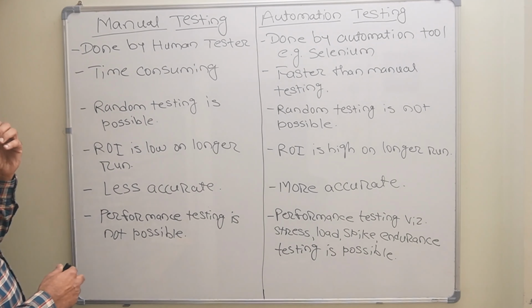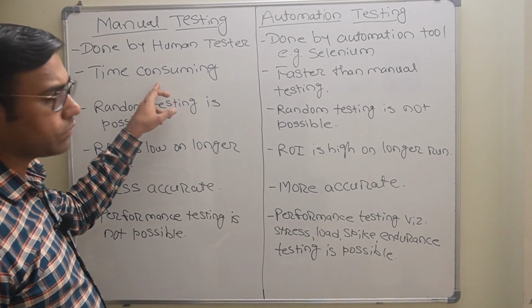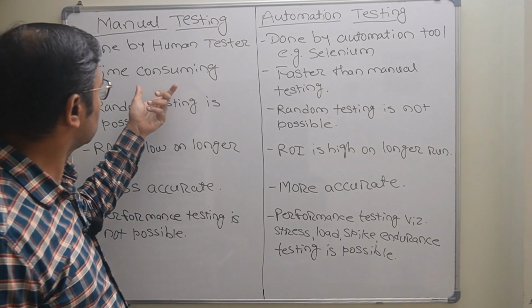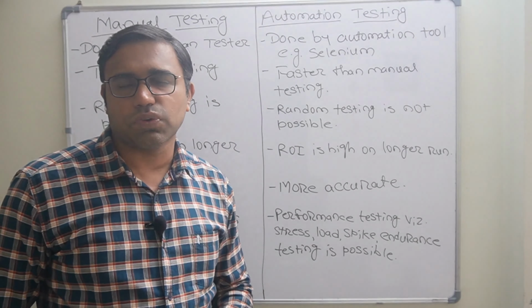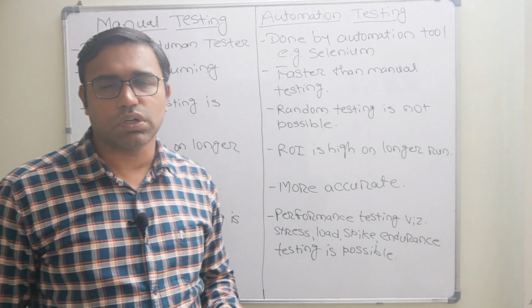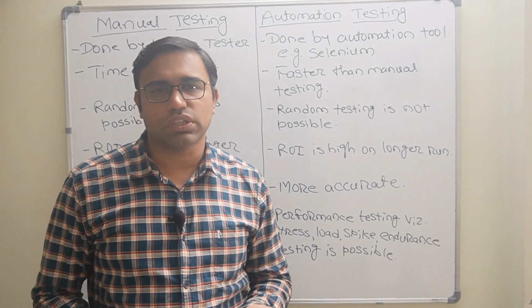Then time consumption. Manual testing is a little bit time consuming because it completely depends on human. While automation testing is very fast. Once you provide a set of instructions to the tool, then the tool will execute the instructions.